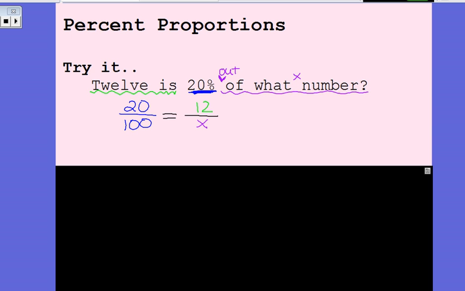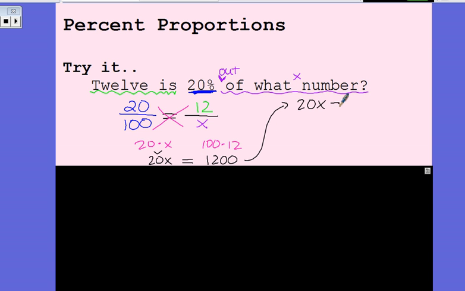So we're going to cross multiply and get 20 times X and 100 times 12. I calculate my cross products from that. So 20 times X is 20X. 100 times 12 is 1,200. And then I set my cross products equal to each other. From there, I have to solve that equation.